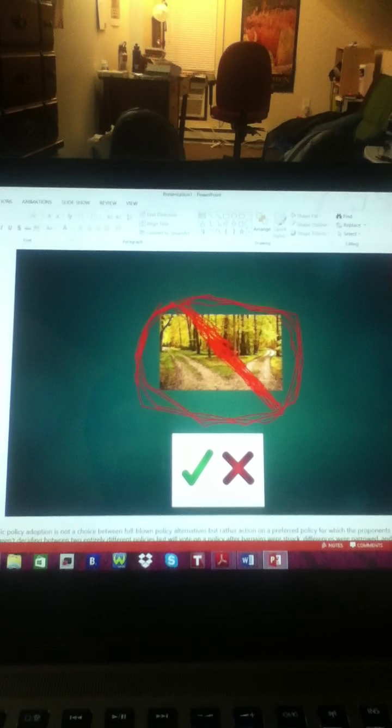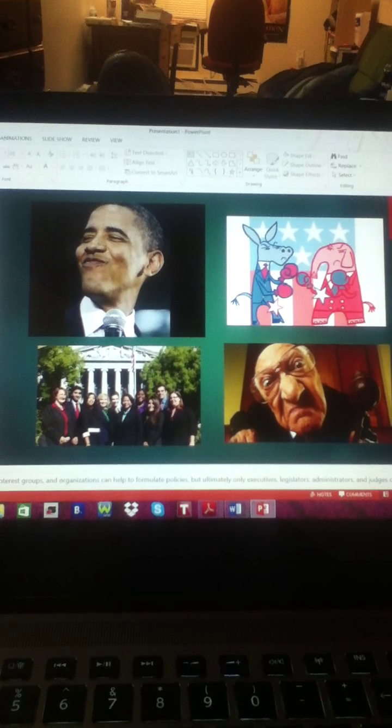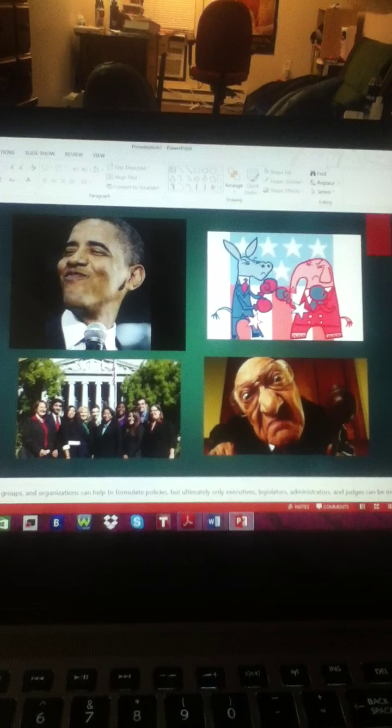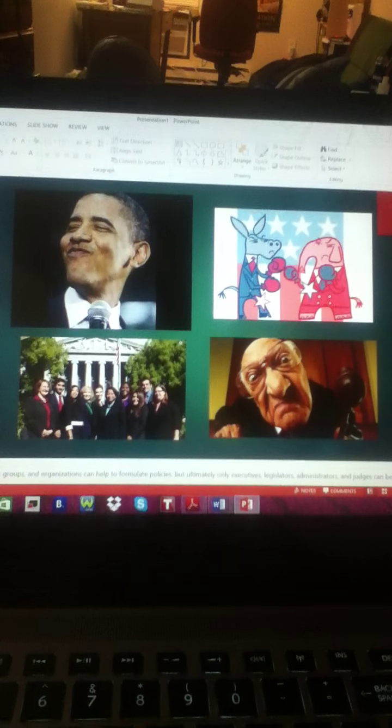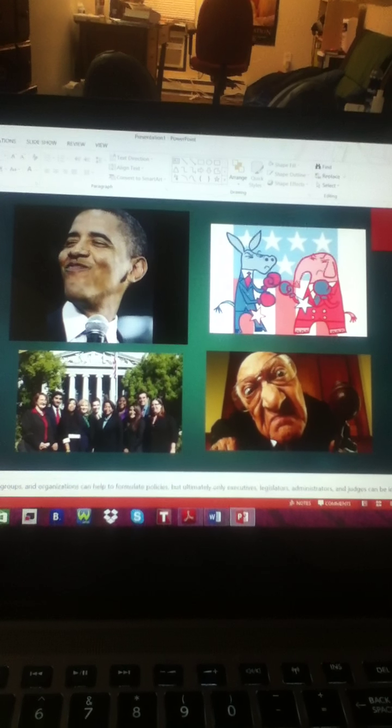Typically, public policy adoption is not a choice between full-blown policy alternatives, but rather action on a preferred policy for which the proponents of action think they can win approval. Policymakers aren't deciding between two entirely different policies, but will vote on a policy after bargains were struck, differences were narrowed, and amendments were made to a bill. Four main groups are involved in policy adoption. These are executives, legislators, administrators, and judges.